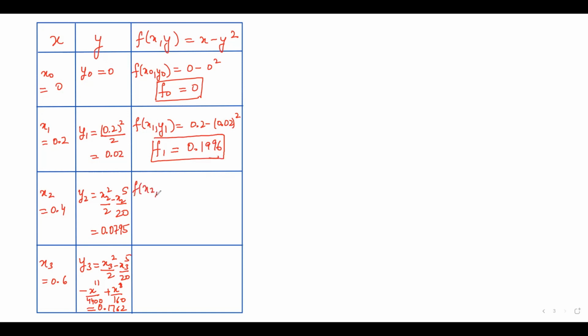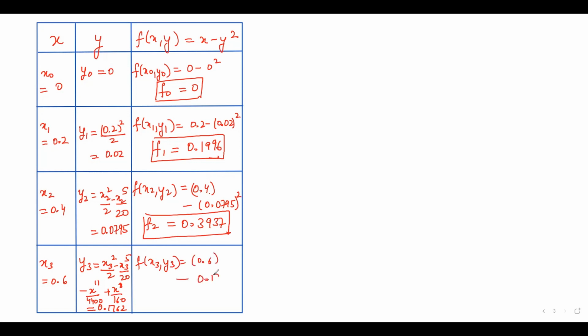F of x2 y2 would be 0.4 minus 0.0795 whole square. So f of 2 is coming out to be 0.3937. F of x3 y3 is 0.6 minus 0.1762 whole square. So f of 3 is equal to, so these are the values that I am getting.